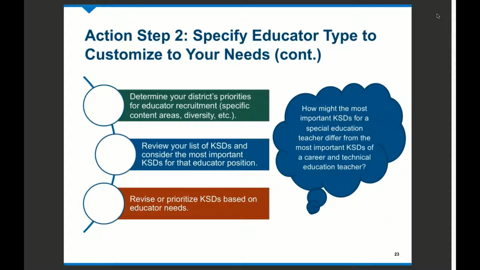Putting this into context, how might the most important KSDs for a special education teacher perhaps differ in some ways from the most important KSDs of a career and technical education teacher? While empathy is an important disposition for all educators, would this be a higher priority for a special education teacher versus an AP physics teacher? Maybe, maybe not, but these are important conversations to have at the program level as you build out your Grow Your Own programs.